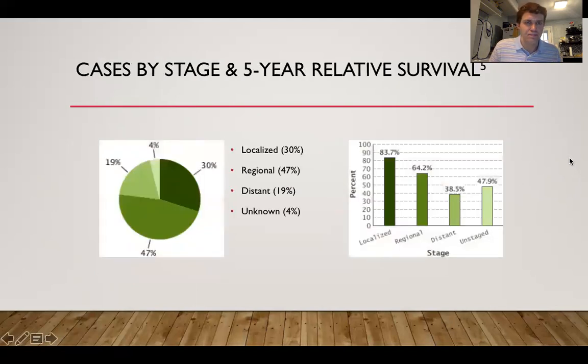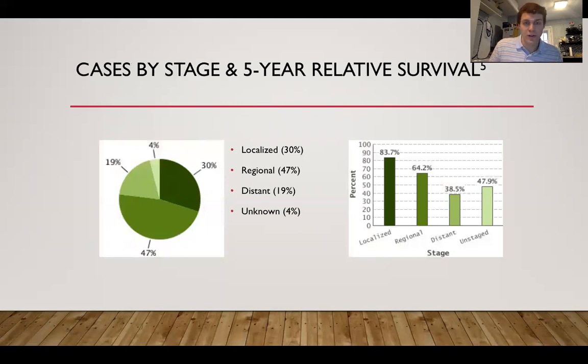So cases by stage and a 5-year relative survival rate based on the stage that the cancer was in upon diagnosis. Looking at the left here, 30% of all diagnosed oral and pharyngeal cancers were localized upon diagnosis, meaning that they were in one specific area.